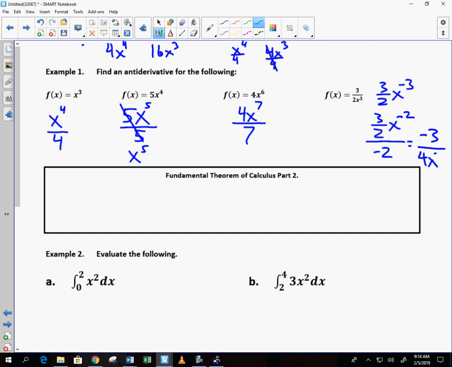And we drop the x squared to the denominator. So negative 3 over 4x squared is the antiderivative of 3 over 2x cubed.